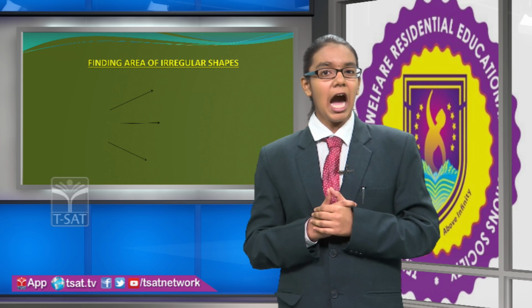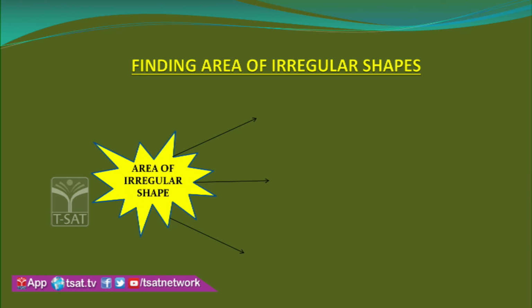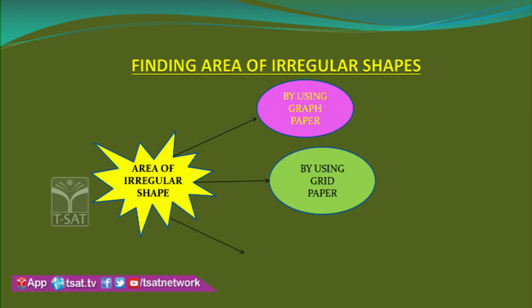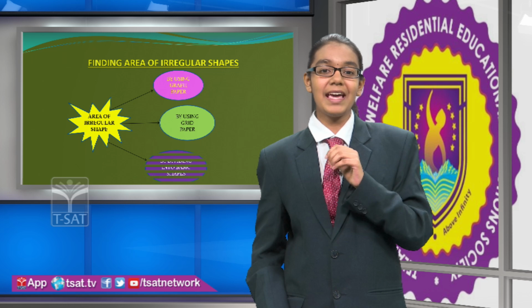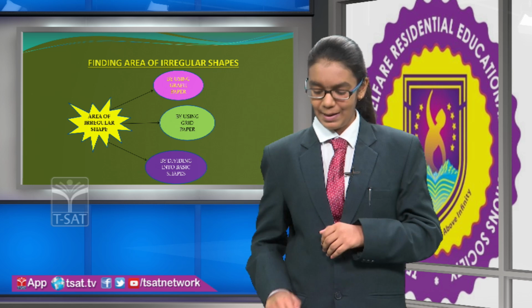Now tell me, how can we find out the area of irregular shapes? There are 3 ways to find out the area of irregular shapes. We can find it by using graph paper, by using grid paper, and there is another method. We can find its area by dividing that irregular shape into some basic shapes. First, let's discuss graph and grid papers.